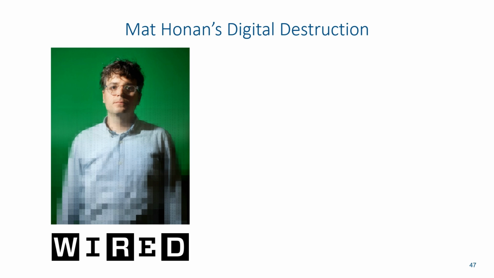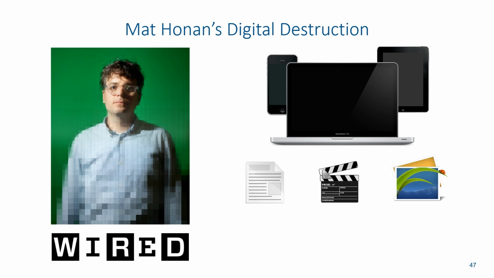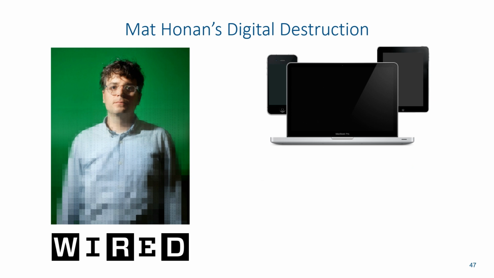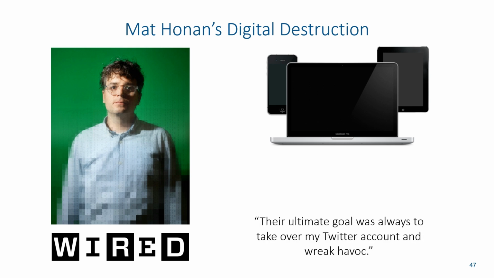Another case is that of Matt Honan's digital destruction. Hackers were able to compromise his Apple ID to gain access to his Gmail account. As a byproduct of this, he lost his emails, his documents, and even his pictures of the first year of his daughter's life by remotely wiping all his devices. Their ultimate goal was always to take over his Twitter account, now X account, and wreak havoc. His Twitter account name was simply Matt.